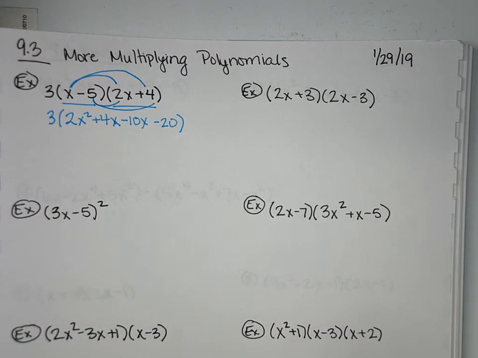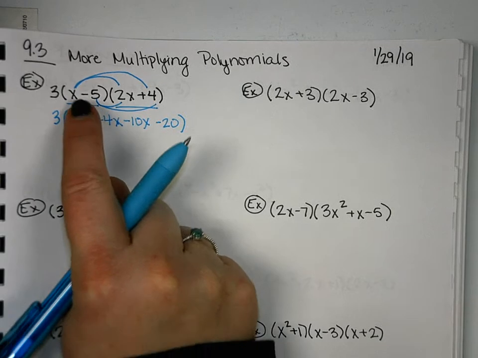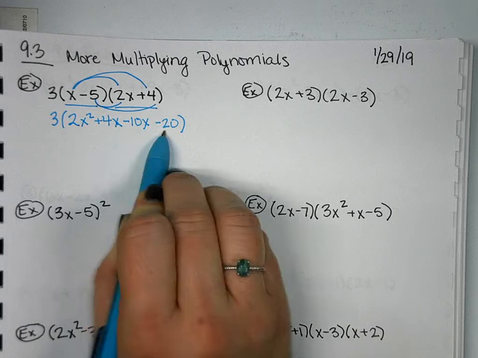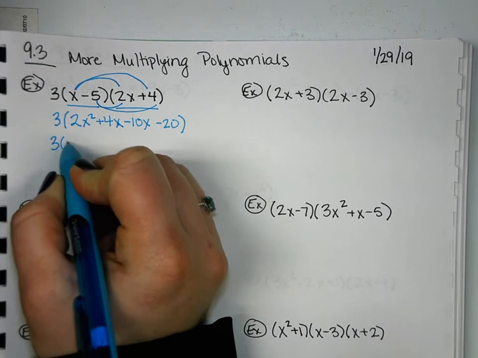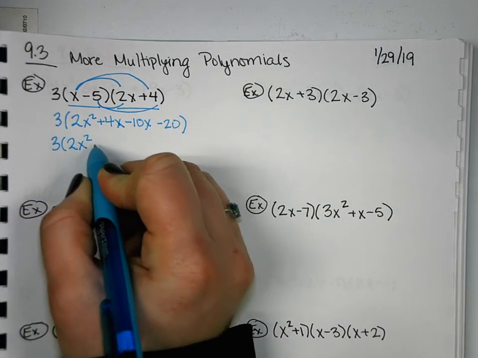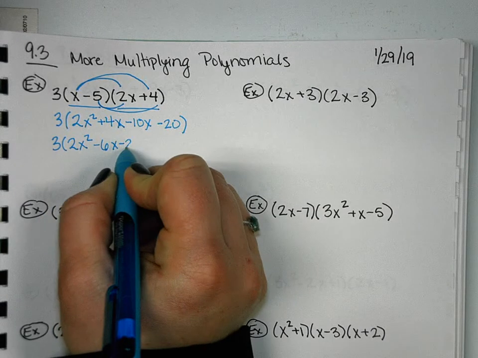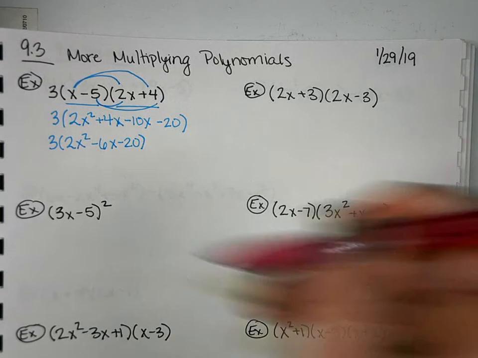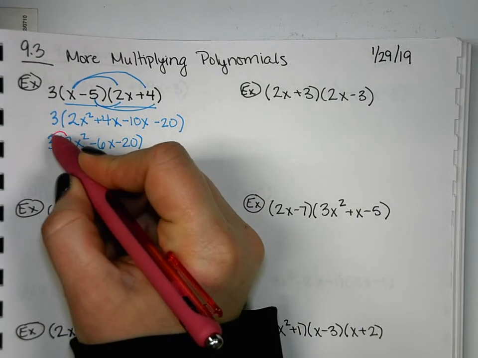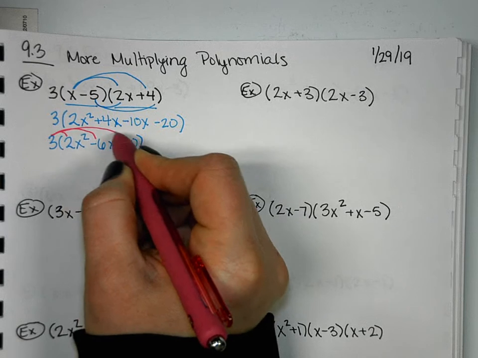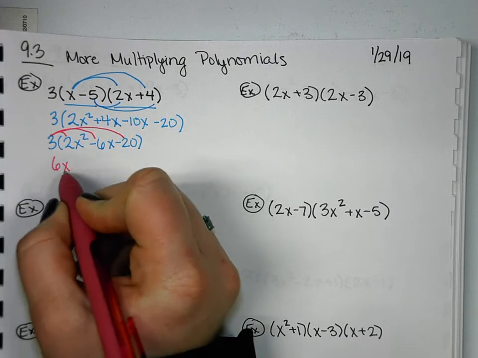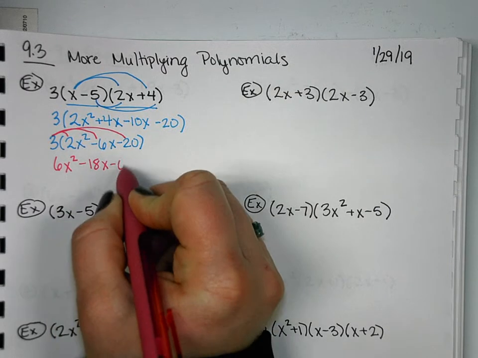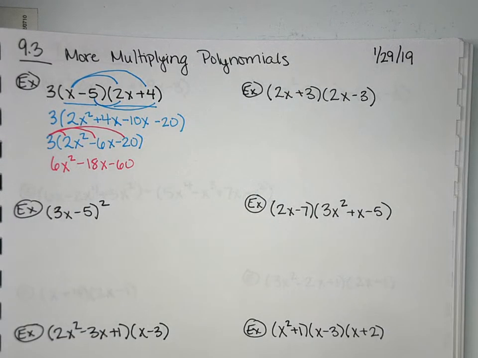So one of the ways, again, that we can start this is by multiplying the two binomials. Simplify after you multiply what's inside. And then you can go and distribute the 3. So multiply the 3 through. So when you multiply the 3 through, you would get your final answer.